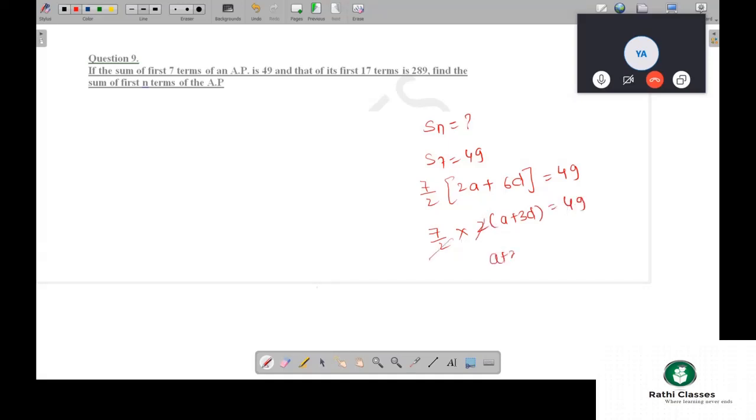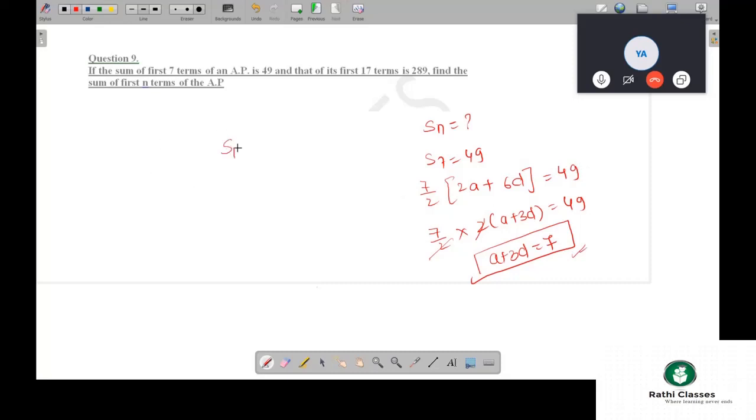So I'll be left with a plus 3d is equal to 7. Can't we directly shift that 2 to 49? Yes, it will work, but this will help reduce the calculation steps. I agree with you. So you can write 2a plus 6d is 49 into 2 by 7. 49 divided by 7 is 7, so you will be writing 2a plus 6d is 14. That is the same, but in order to reduce the simplification, I have converted it into this. It's all up to you. That also you can do.